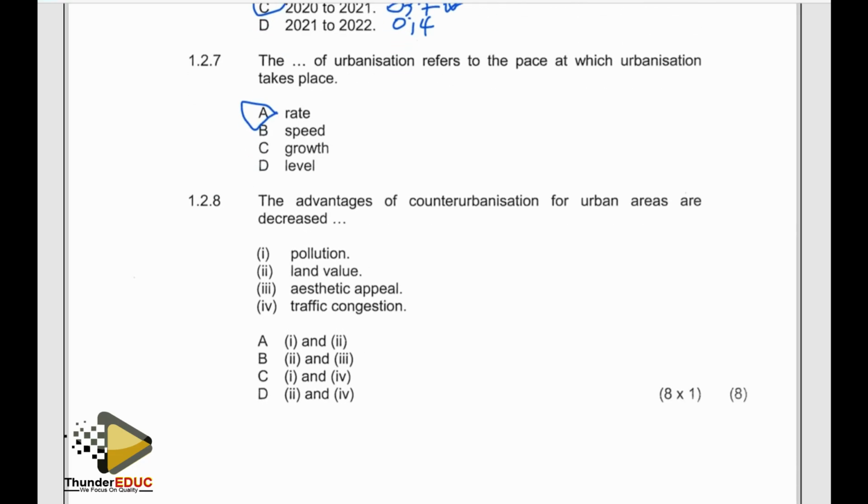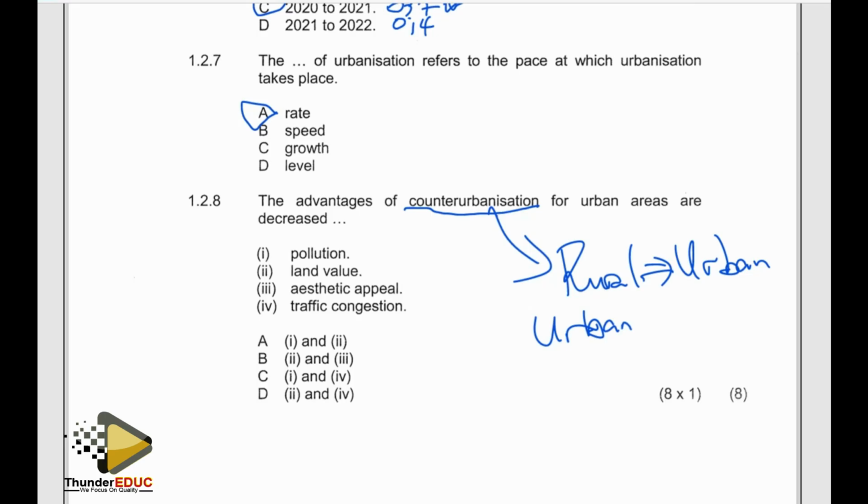The advantages of counter-urbanization for urban areas are decreased what and what. When we're talking of counter-urbanization, we need to clarify this concept. Counter-urbanization is the reversal of rural to urban migration. We have people moving from rural going to urban areas. This is rural-urban migration. Then we now have a reverse, urban to rural. This is what we call counter-urbanization.